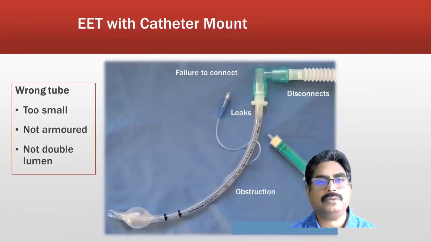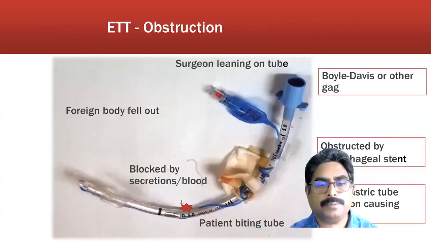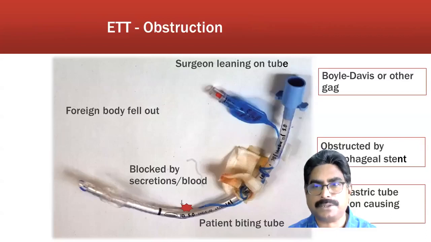So the catheter mount, ETT with catheter mount: it may be the wrong tube, it may be too small a tube, or not armored, or not a double lumen in place of one lung ventilation. And endotracheal obstruction: most of the time the endotracheal tube is concealed under the drapes.